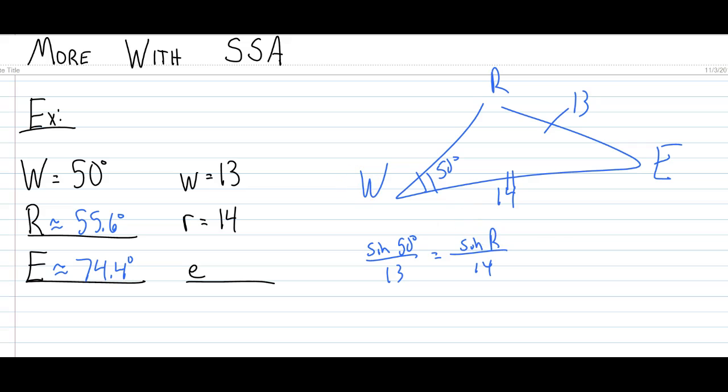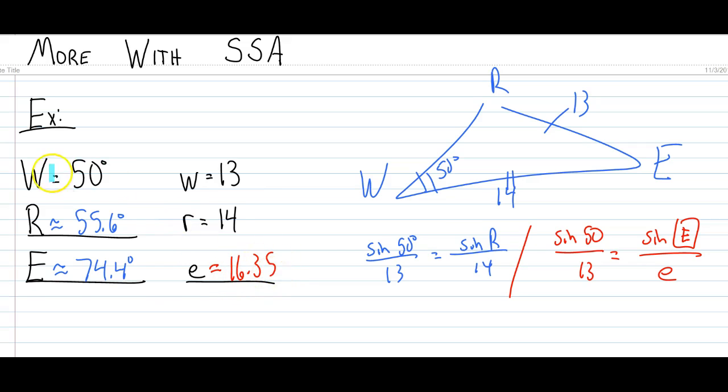And to do that, we can set up a proportion again using the law of sines, and using w, sine of 50 over 13 is equal to the sine of that value of e, which we just found and probably should store. So we're going to cross multiply 13 times the sine of that value, and then we'll divide that by the sine of 50 and get about 16.35 for the length of e.